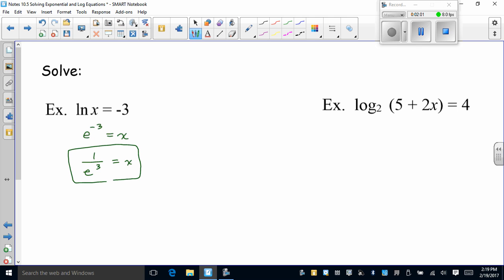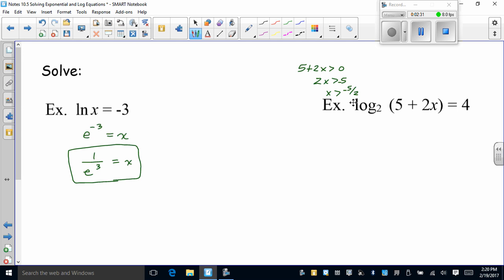So this is something to add to the domain flow chart, that 5 plus 2x must be greater than 0. So 2x must be greater than negative 5. So x must be greater than negative 5 over 2. Negative 5 over 2 is going to give us exactly 0. Anything larger than this will give us something greater than 0.